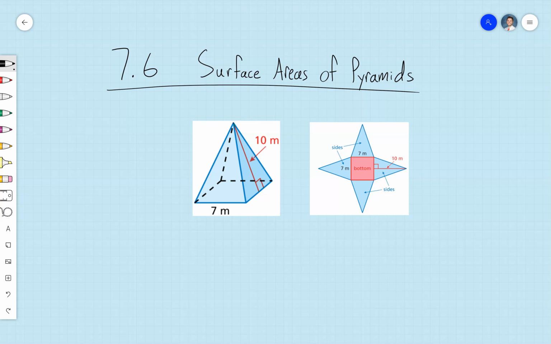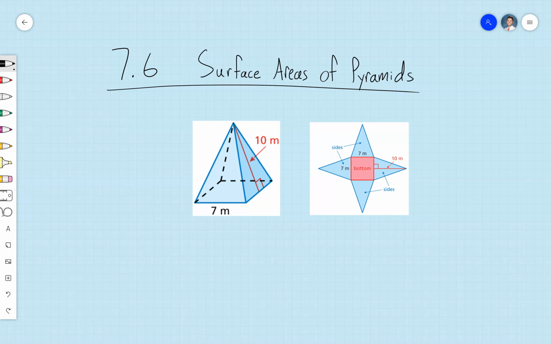Now we're going to take a look at finding surface areas of pyramids. So if you remember finding the surface area of prisms, it's very, very similar. We just need to find our net and then find the area of each of the faces of our figure and add those together.